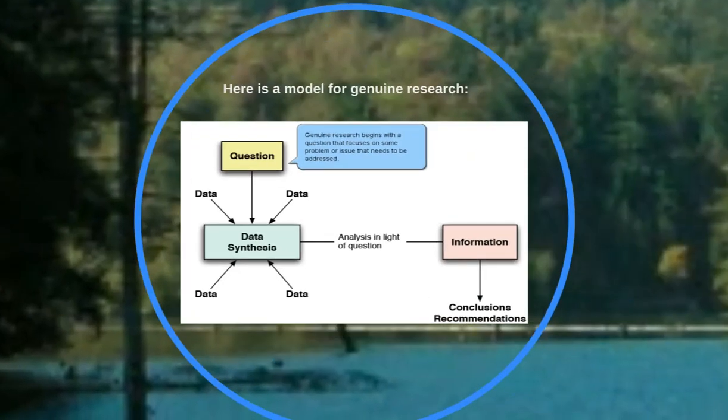I've got a model here for genuine research. It begins with a question that focuses on some problem or issue that needs to be addressed. So up here you've got a question. And as you move down through data collection, various pieces of data, you begin to synthesize it. You begin to put it together, find who agrees with who, etc. You start to analyze your data in light of the question. So the question is all important, and the data is synthesized and analyzed in order to begin to find a tentative answer to your question. Perhaps you begin grouping points of view. You begin analyzing points of view. All of this turns into information, which is really data that has been processed in light of your question, and you come up with conclusions and recommendations at the end.